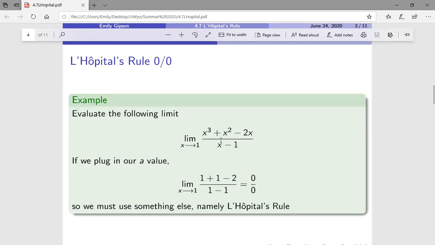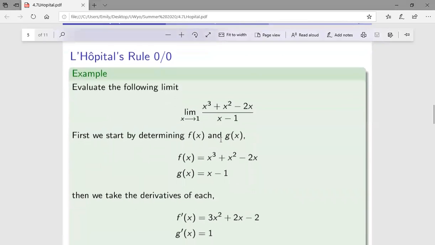And we could try factoring. That's always a good trick that you can do when you've got a polynomial on top and a polynomial on the bottom. But factoring can be pretty cumbersome, especially when you have an x cubed or maybe x to the fourth, x to the seventh term in the numerator. Those get pretty difficult to factor pretty quickly. So let's use something else, namely L'Hopital's rule.